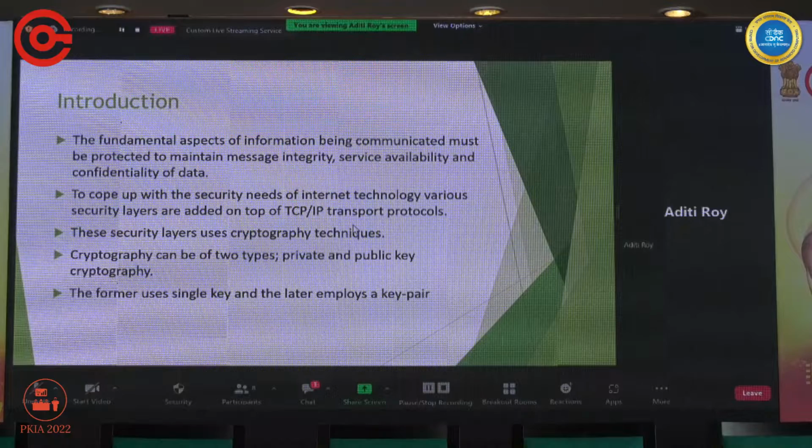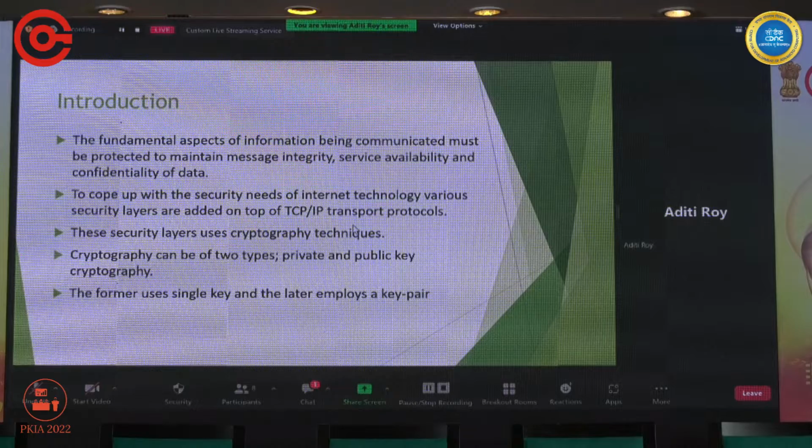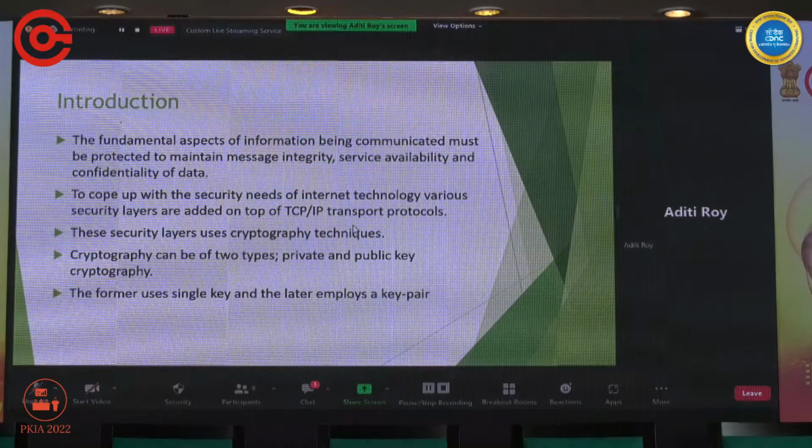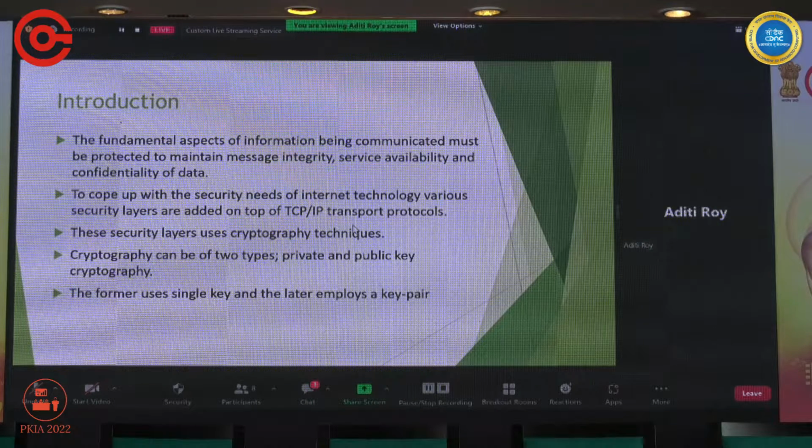So talking about why we start with random number generation. The fundamental aspect of information that is being communicated must be protected to maintain the message integrity, service availability, and the data confidentiality. So to cope with the security needs of internet technology, various security layers are added on top of the TCP/IP transport layer protocols. These security layers use cryptography techniques. The cryptography can be of two types. One is private key cryptography, another is public key cryptography. The former uses only one key, and the latter uses two keys.